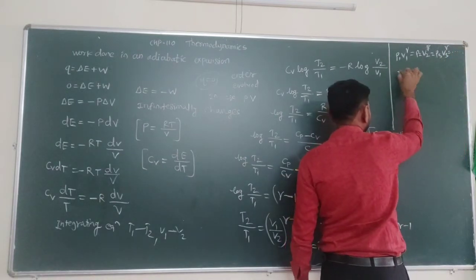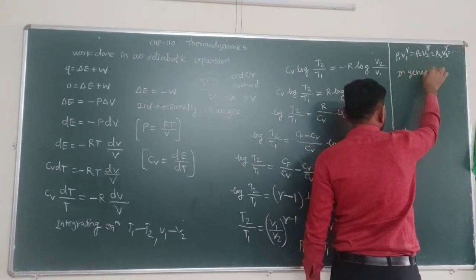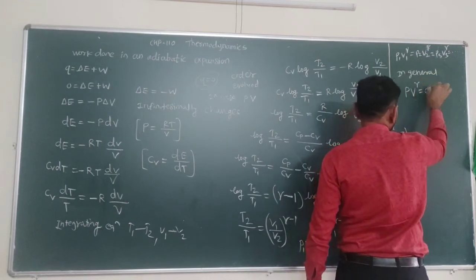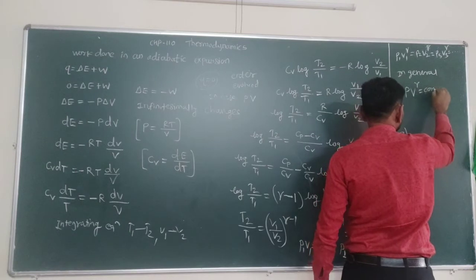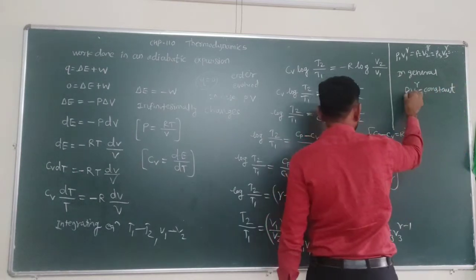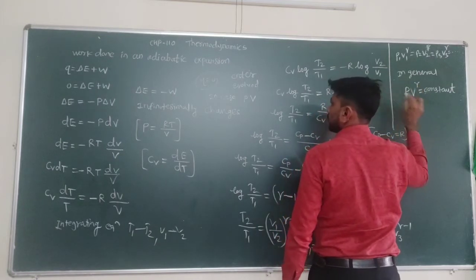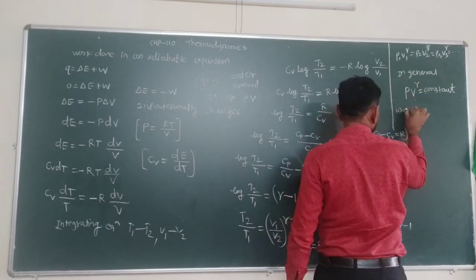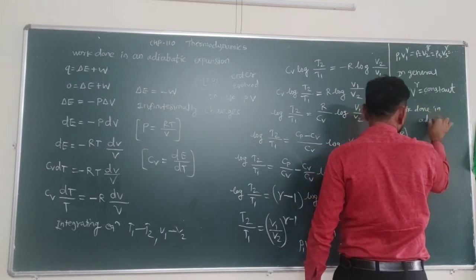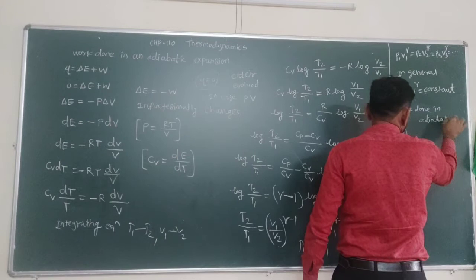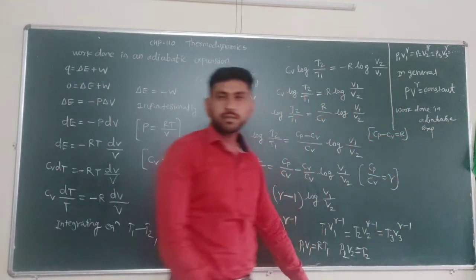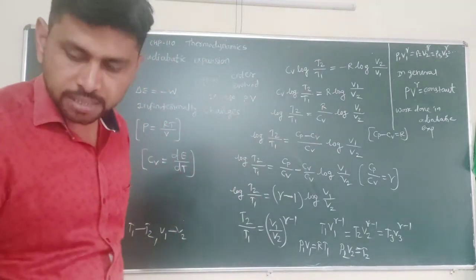So in general we can write PV raised to gamma equal to constant, and this equation gives the work done in adiabatic expansion.